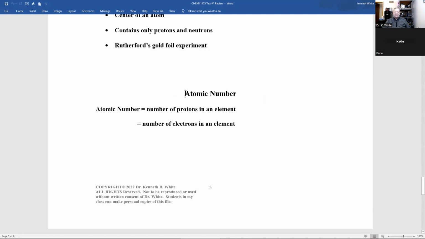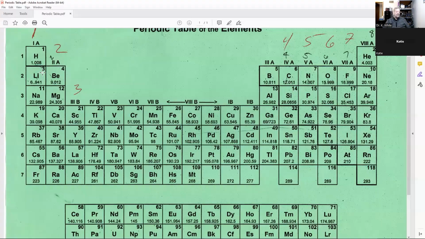Next, atomic number. On the periodic table, in the upper right hand, you'll see a number. Like for, oh, my favorite element, carbon, you'll see the number 6, carbon chemical symbol C. And that means carbon has 6 electrons and 6 protons. By definition, the atomic number equals the number of protons of that element.